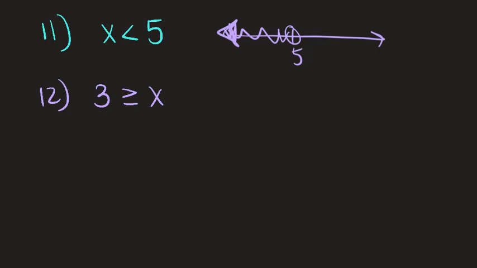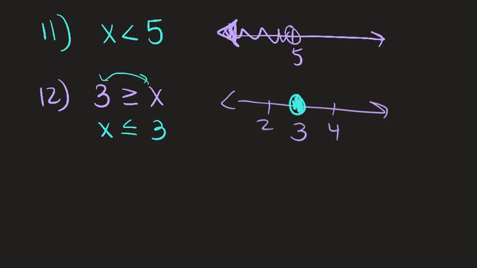Same question for 12. Open dot or closed dot, left or right? This one is tricky, because we really want the X on the left side. So if I reverse the X and the 3, I also have to reverse the alligator mouth. So the correct answer was closed dot to the left.